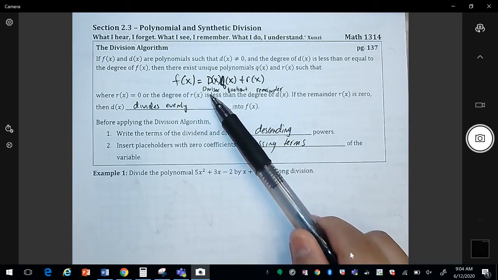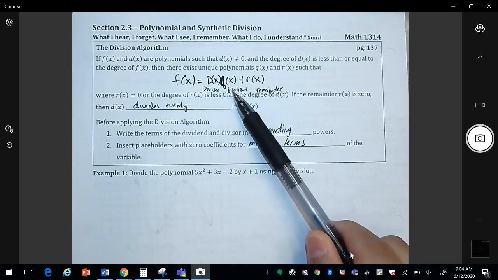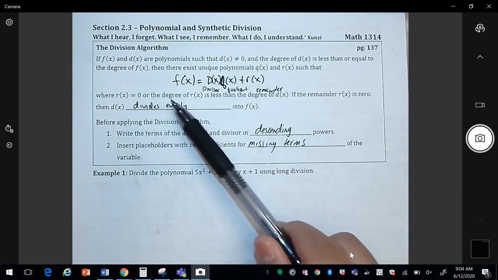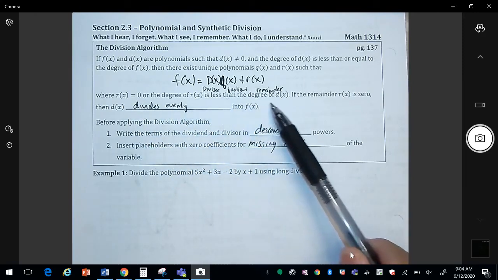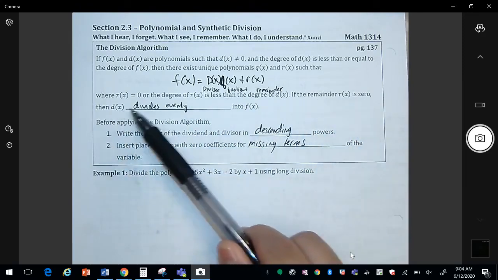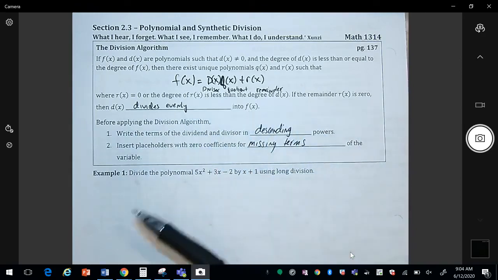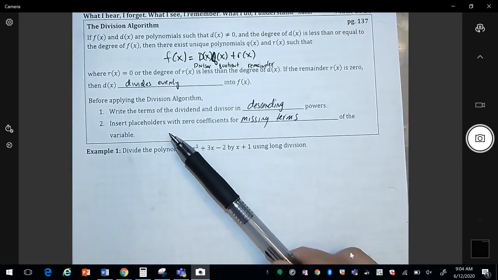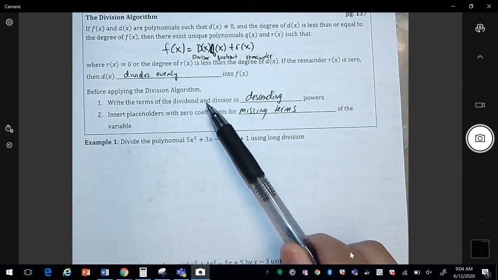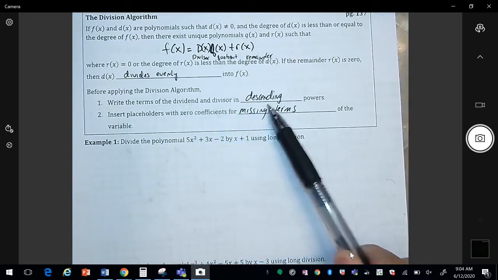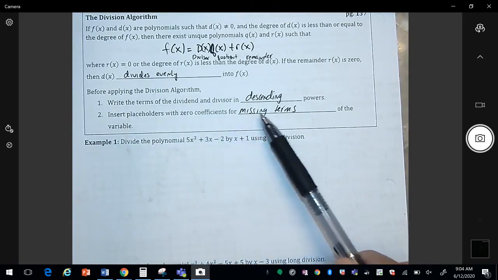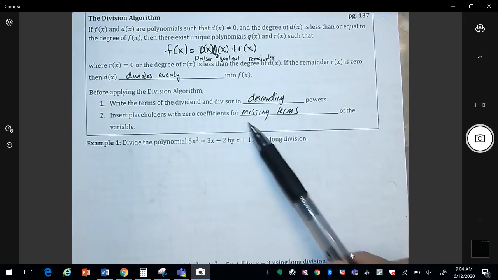d of x is the divisor, q of x is the quotient, and r of x is the remainder. When r of x is not equal to 0, the degree of r of x is less than the degree of d of x. If the remainder r of x is 0, then d of x divides evenly into f of x. When we want to apply this algorithm, we need to write the terms of the dividend and divisor in descending powers, and insert placeholders with 0 coefficients for missing terms. We'll discuss this as we go through the examples.